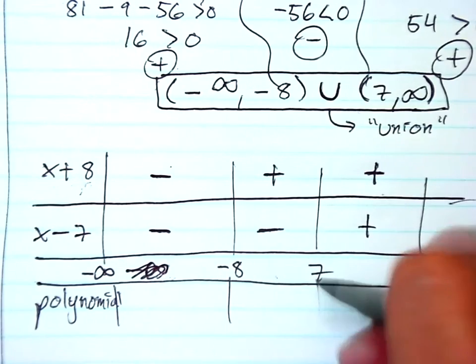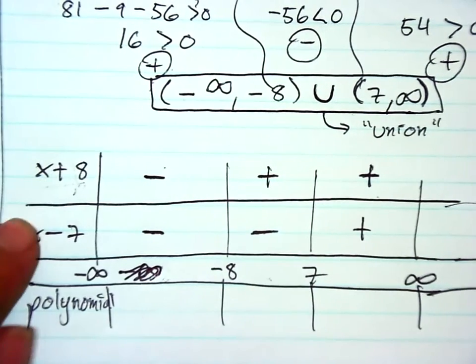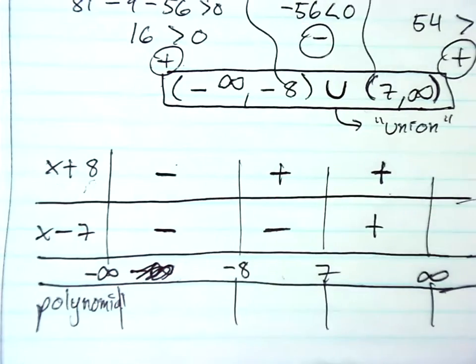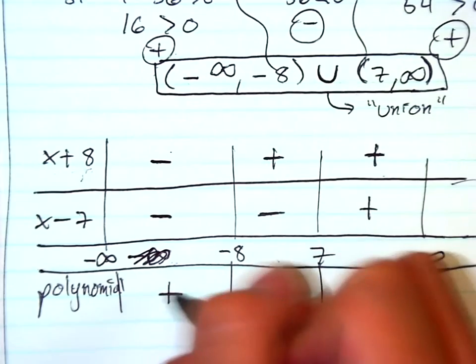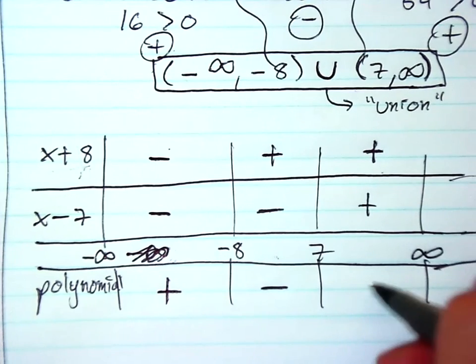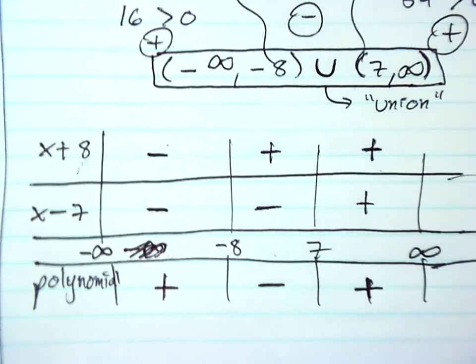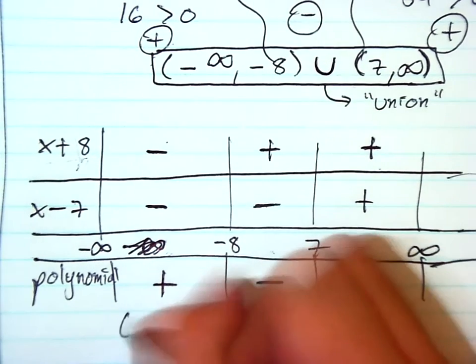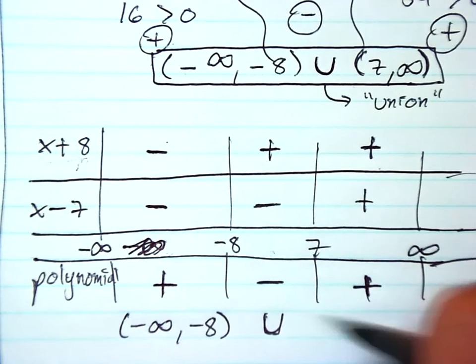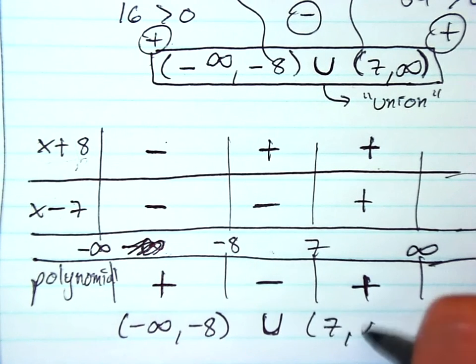And then, since these are factors of the entire polynomial, I'm going to multiply them, because that's what you do with factors. So negative times negative, positive. Positive times negative, negative. Positive times positive, positive. In other words, my intervals are supposed to be negative infinity to negative 8, along with 7 to infinity.